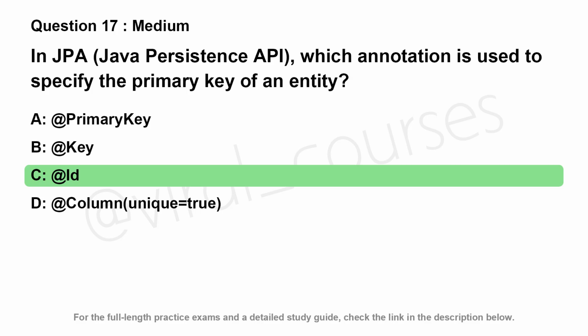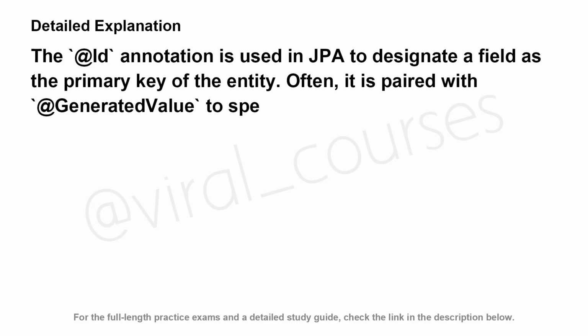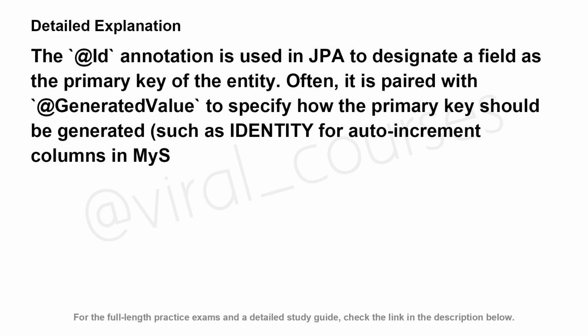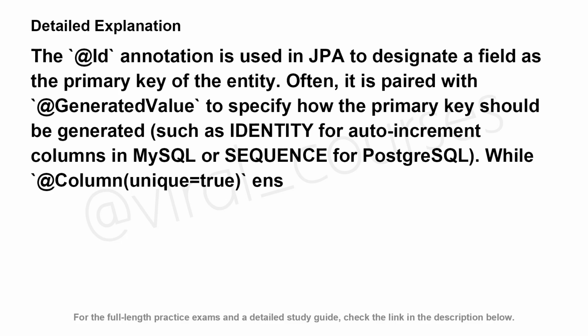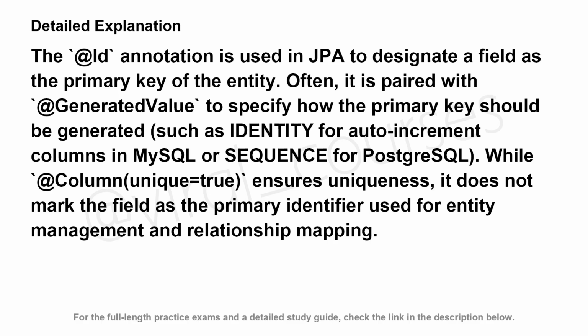The correct answer is C. The @Id annotation is used in JPA to designate a field as the primary key of the entity. Often, it is paired with @GeneratedValue to specify how the primary key should be generated, such as identity for auto-increment columns in MySQL or sequence for PostgreSQL. While @Column(unique = true) ensures uniqueness, it does not mark the field as the primary identifier used for entity management and relationship mapping.